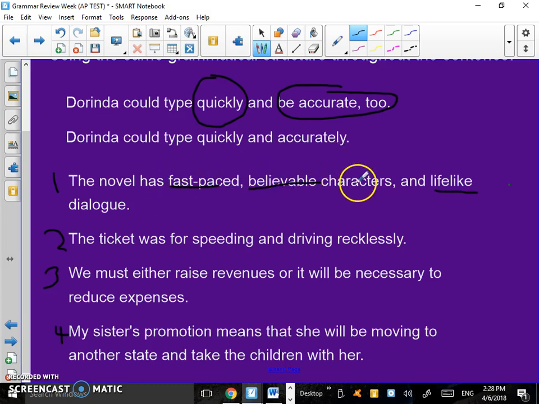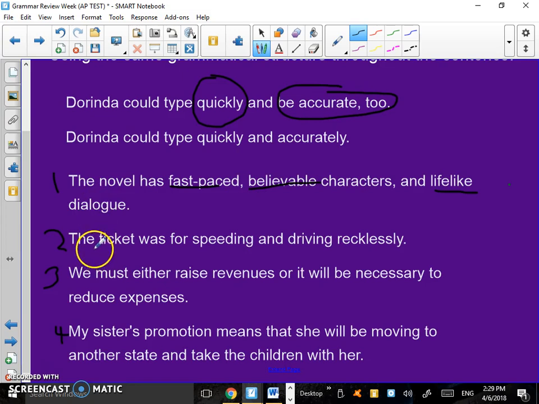They're both describing characters. Whereas here you only have one thing describing dialogue. So you either need to add a second one to go with dialogue, or you need to make this only one of them. Okay? Or you could put something else with fast-paced and have it not go with characters so that you have an adjective describing something. But here you have 2 adjectives describing a noun, whereas here you only have 1 adjective describing a noun.